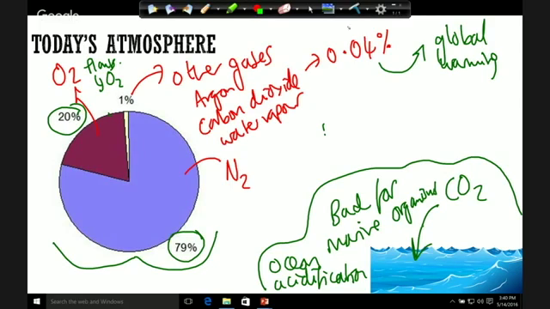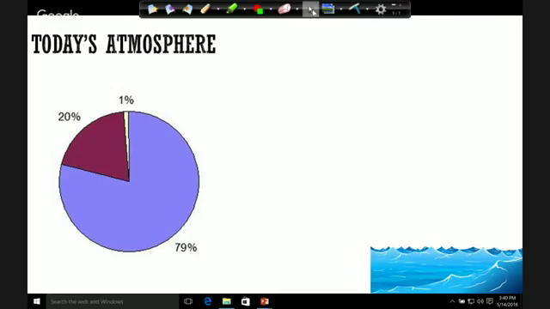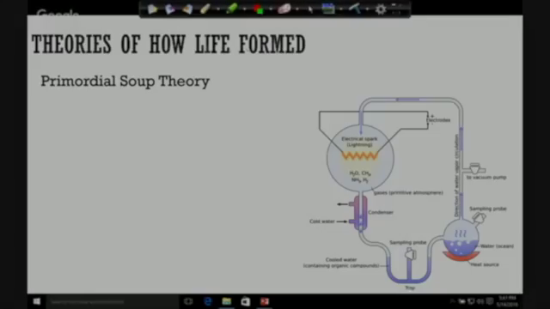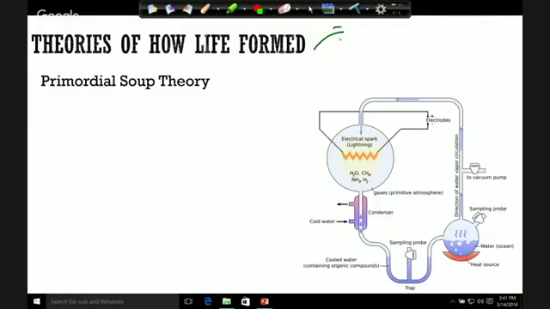So here is a summary then of the things that were going on to help you answer that 6-mark question. So the theory of how life formed, well, first of all, there are many theories, not just one. There are many theories, but we only need to focus on one for the exam. Obviously, there are many religious beliefs and religious ideas of how life was formed. And there is this theory of the primordial soup, which we'll discuss now.